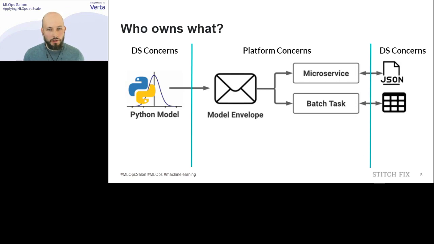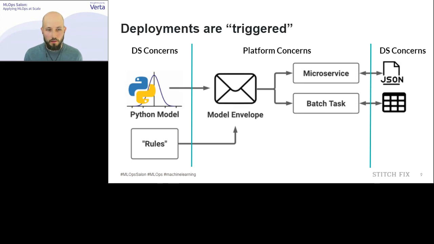Now you might be wondering, who owns what? The data scientists in this setup continue to be concerned with the Python model. Platform owns the model envelope and the created microservice and batch task, but the data scientists also own the interaction with those deployed services or the batch task. The data scientists also specify some rules to trigger what actually gets deployed, and more on that in a bit. And here's a rhetorical question. Guess who's on call? More on that later.